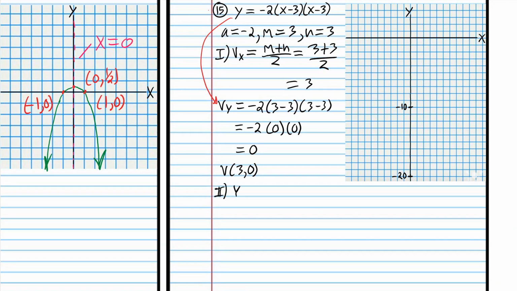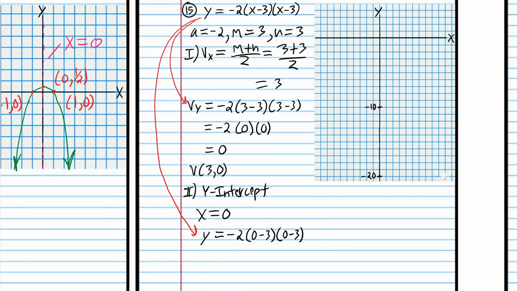Step 2, we're going to find the y-intercept. To do that, we let x equal 0. So let's plug 0 into the original equation. And we get y is equal to negative 2 times 0 minus 3 times 0 minus 3.